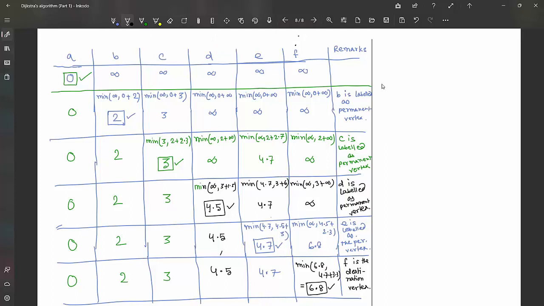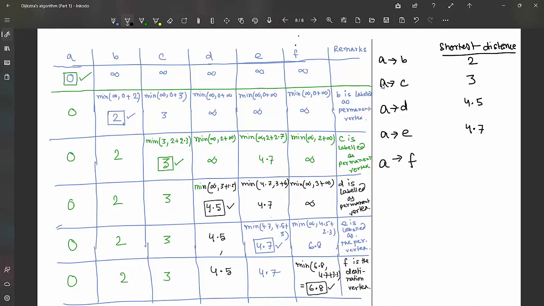So the path, from A to F. A to B, shortest distance is 2 unit. From A to C, the shortest distance is 3 unit. From A to D, the shortest distance is 4.5 unit. A to E, shortest distance is 4.7 unit, and A to F, the shortest distance is 6.8 unit.